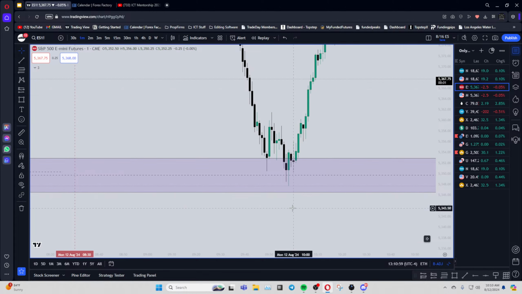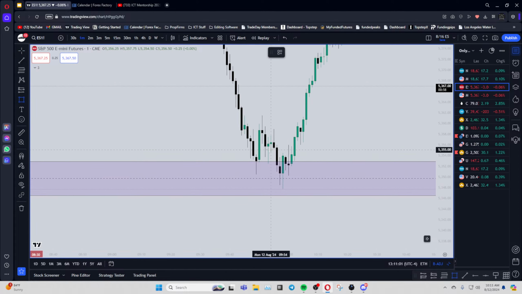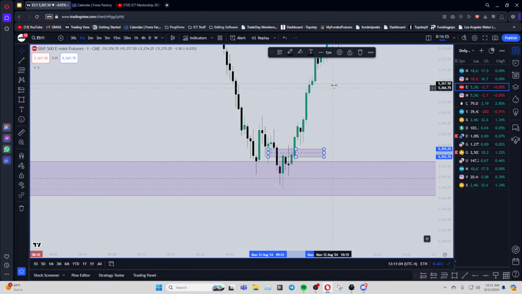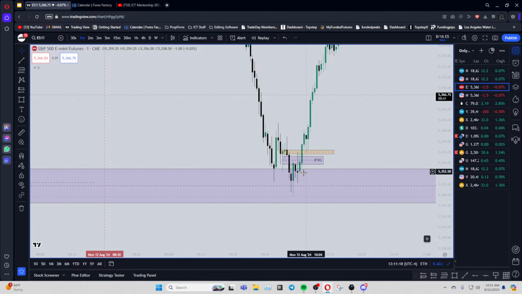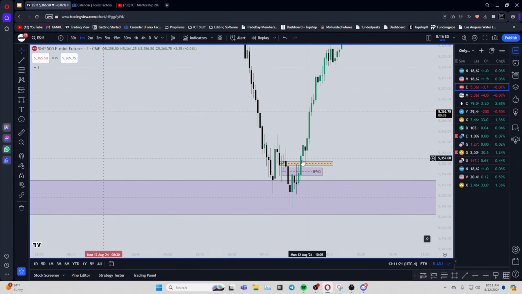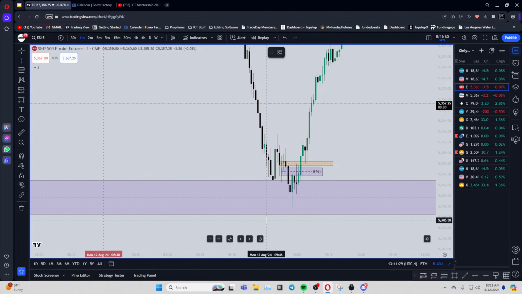Okay, that same area, we have this inversion fair value gap. This is a breaker. And then we also have this fair value gap, which I'm not going to mark out because there's a lot going on. But essentially that's a unicorn right there. That's a really good setup. And on top of that, we have a macro. So that's the cherry on top.